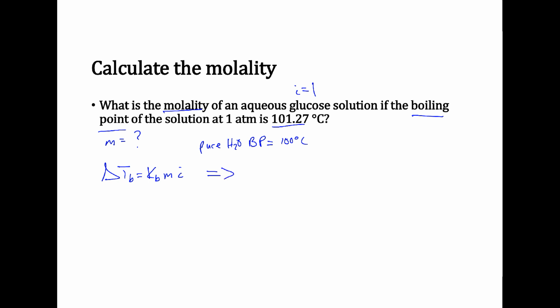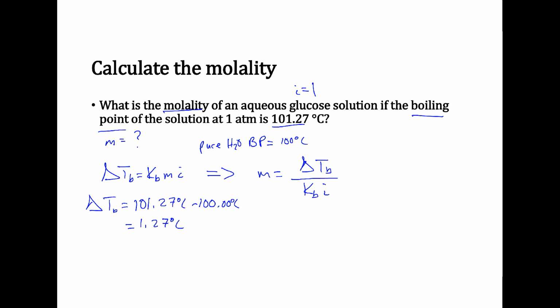So we can rearrange this. So molality is equal to delta T sub B over K sub B times I. We know that delta T sub B is equal to the boiling point of the solution minus the boiling point of the pure water. So we know delta T sub B is equal to 1.27 degrees Celsius.